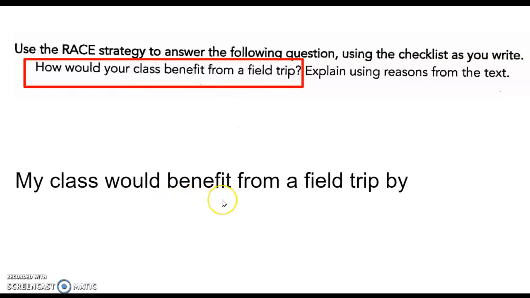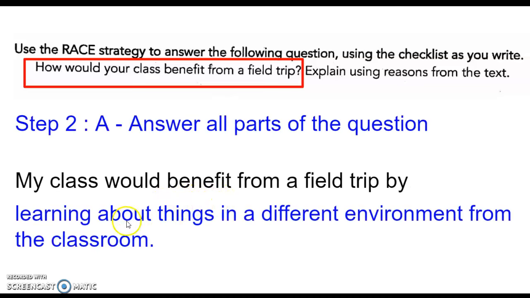So my class would benefit by learning about things in a different environment from the classroom, right? That's what we're kind of doing. That's what it kind of sums it up a little bit. That's answering our question. So how do kids benefit? Well, they benefit by being in a different environment. They're not just in the classroom. They're out experiencing these things, right?